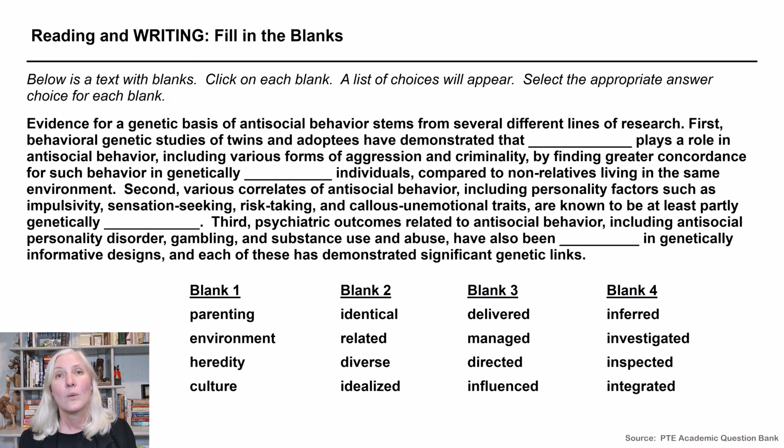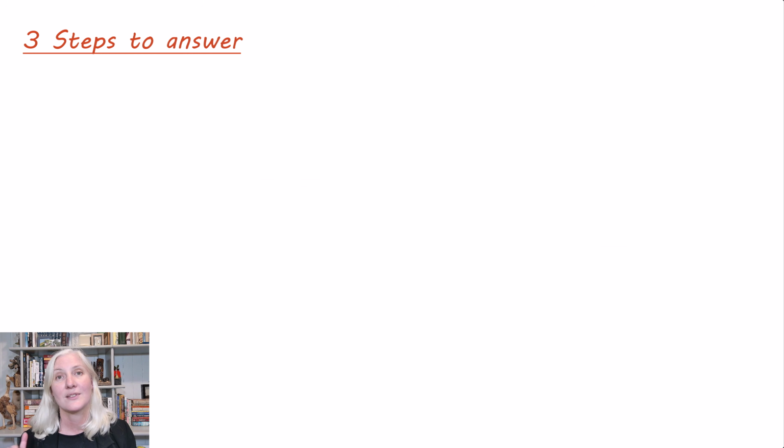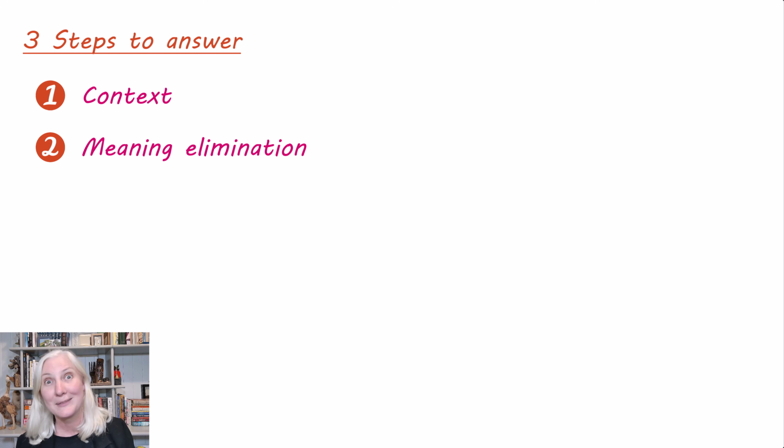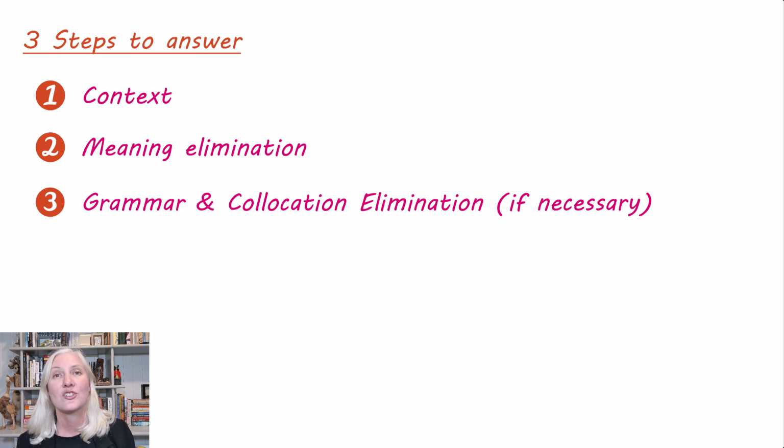So, to answer these questions, the most important point is choosing an answer whose meaning matches the context. Let me show you with a typical question. When you see this kind of question, you must try to understand context first. And to do that, you need 3 steps. Step 1, context. Step 2, meaning elimination. And step 3, grammar and collocation elimination if necessary.